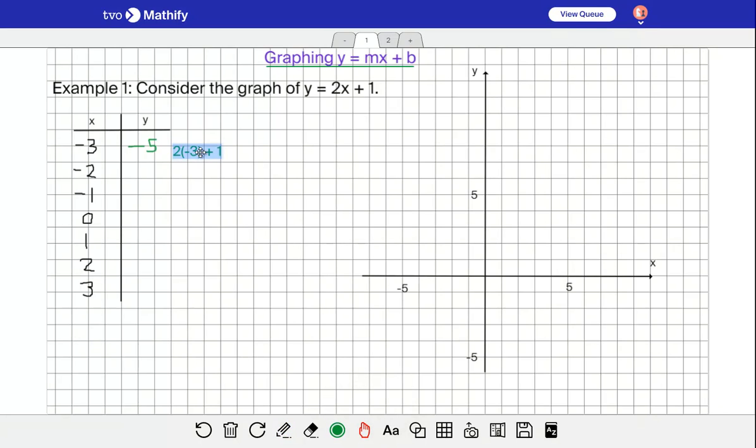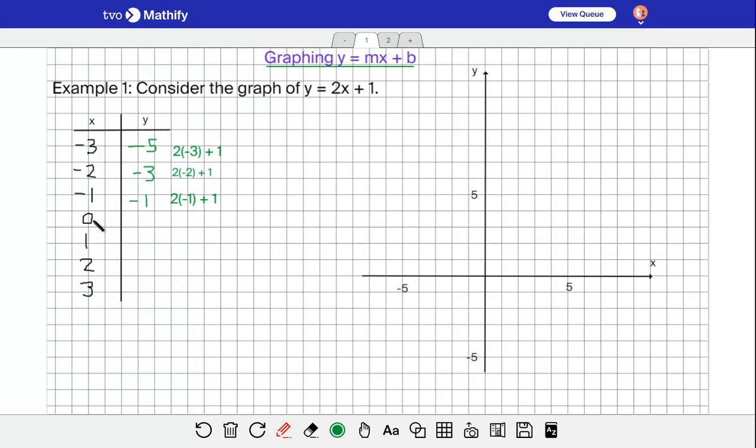For the next one, I'm going to substitute -2 in place of x. So we'll change this to a -2. So 2 times -2 is -4, plus 1 would be -3. So this y value would be -3. Now we're going to do the -1. So we'll change this to -1 in this case. So 2 times -1 is -2, plus 1 would be -1.